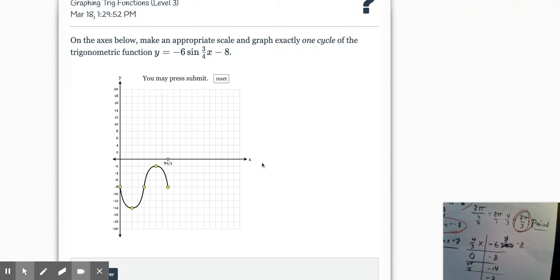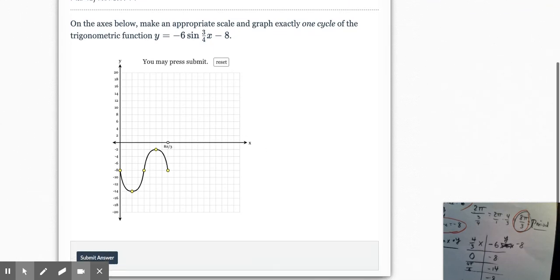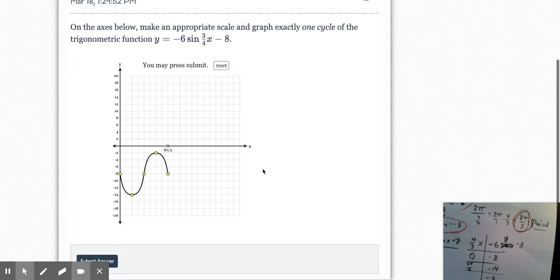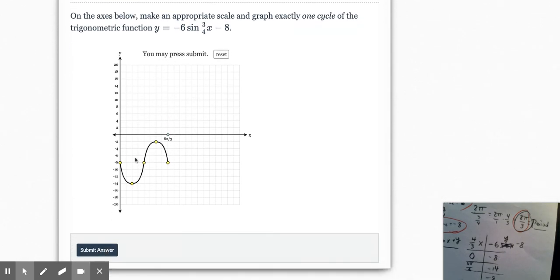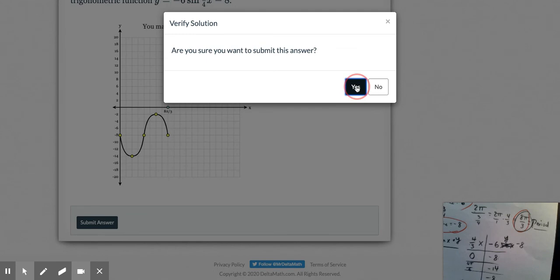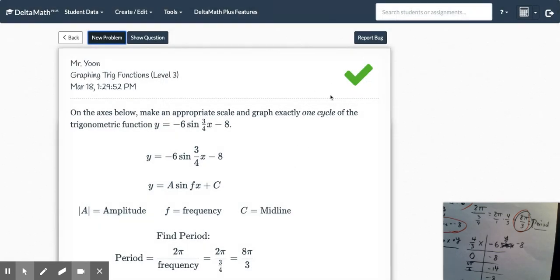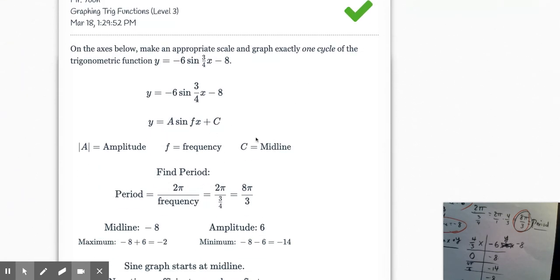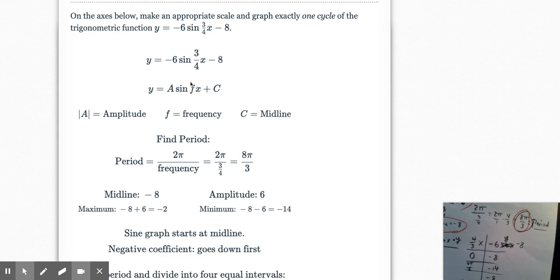Okay, so let's see if DeltaMath likes this answer. You may now press submit, since I've plotted 1, 2, 3, 4, 5 points, and I have demarcated this as being the end of one period length. Okay, submit answer. Yay. Okay, and here again, their explanation.